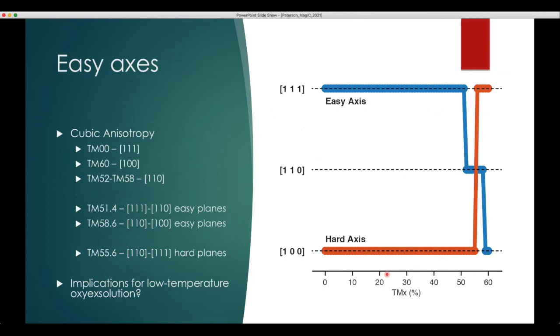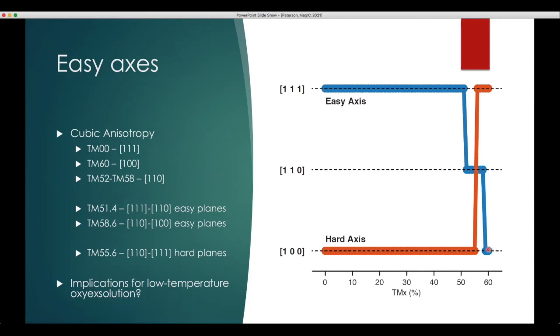And so we can actually plot this out to look at how the orientation of the magnetic easy axis, relative to the magnetocrystalline anisotropy axes, varies with composition. And we can see that the easy axis, shown in blue, goes from the traditional 111 for magnetite, at high TM50 to about TM59 it goes to a 110 axis. And then for TM60, it goes to a 100.